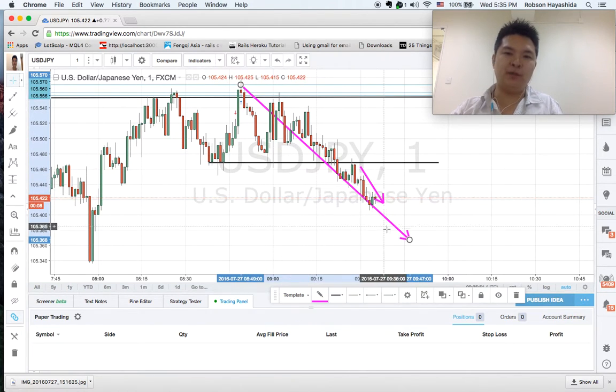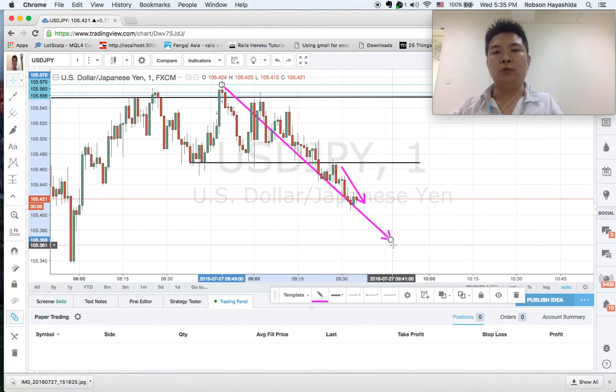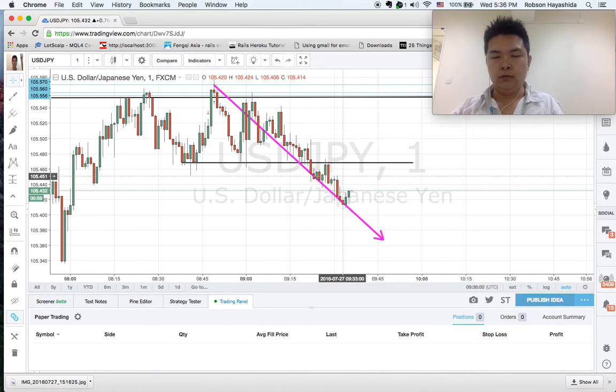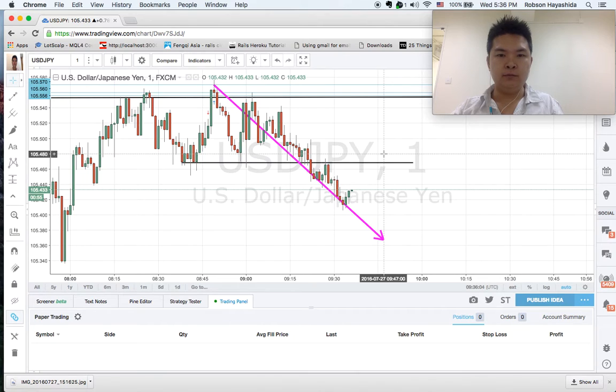Why? Because this is a bearish trend, so you only look to sell. When do you sell? When there is a retracement. Here you see that there is a small retracement going on, right? So capture that retracement and sell, okay?